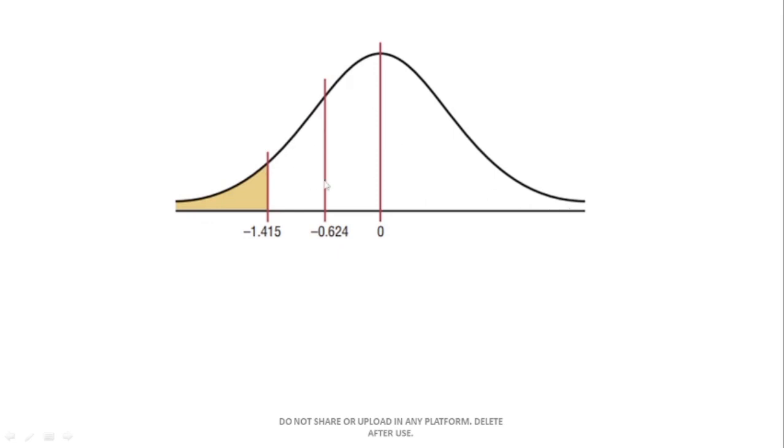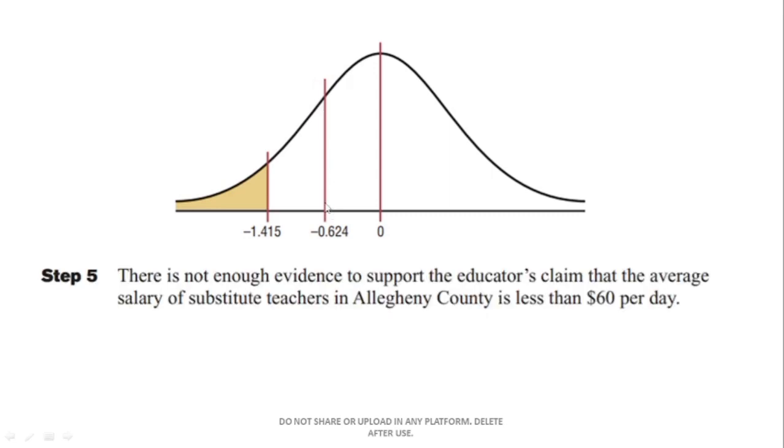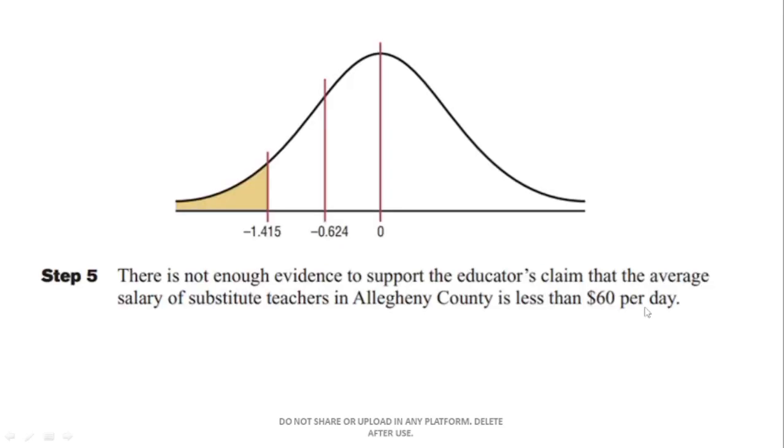So, therefore, since nandito yung test value natin, we will accept the null hypothesis. So we can then say that there is not enough evidence to support the educator's claim that the average salary of substitute teacher in Allegheny County is less than $60 per day. So that is how we use the formula for t-test kapag given ang mean natin.